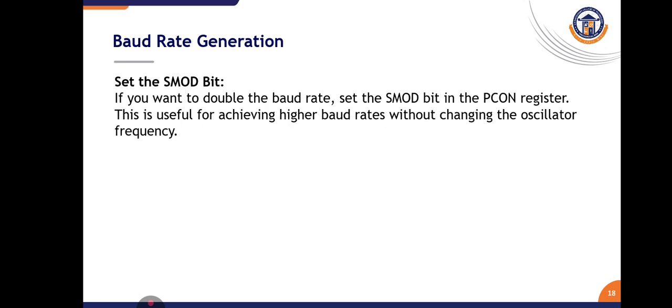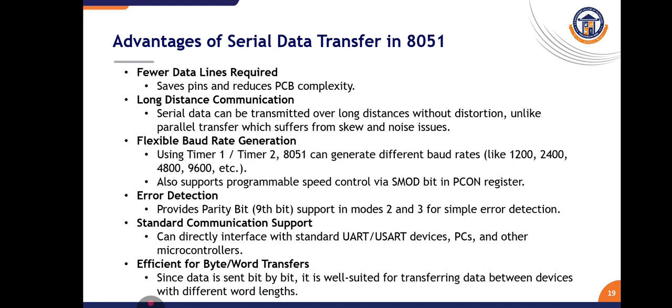And if you want to double the baud rate, we can use the SMOD bit, which we saw earlier. And these are the advantages of serial data transfer in 8051. Fewer data lines are required, reducing complexity. It's preferred for long distance, and it's flexible for baud rate generation, so we can generate different baud rates. Error detection is provided by the parity bit, a simple error detection. We have standard communication support, and efficient byte and word transfer between the receiver and transmitter.